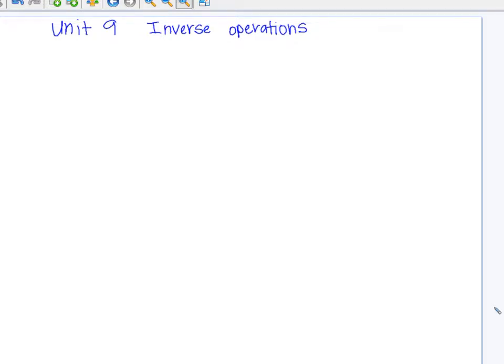Okay, this is Unit 9. This is page 32 that I'm going to be going over, but I'm also going to go over some basic problems using inverse. Inverse is just a fancy name for opposite. Okay, so it's the opposite of the operation that is given. So let's take a look at number 1.